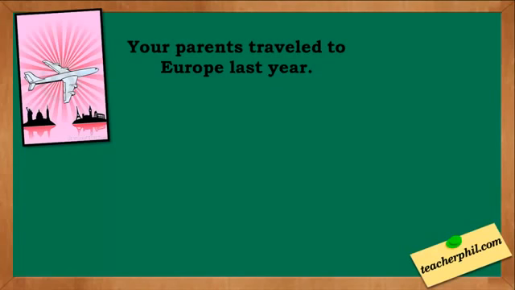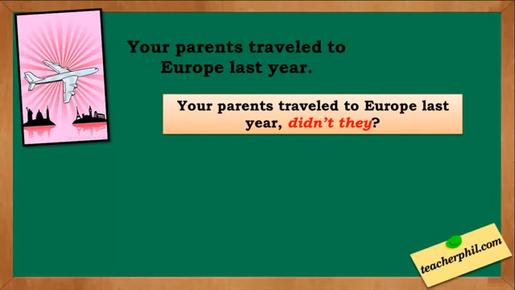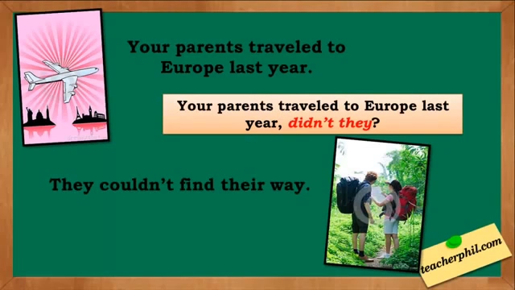The fourth one, your parents traveled to Europe last year. The correct answer is, your parents traveled to Europe last year, didn't they? We don't have an auxiliary verb here. We only have the main verb traveled. Therefore, we need to use the verb did, since the action traveled is in past tense. Our statement is in the positive form. Therefore, a negative tag is needed. Didn't they?